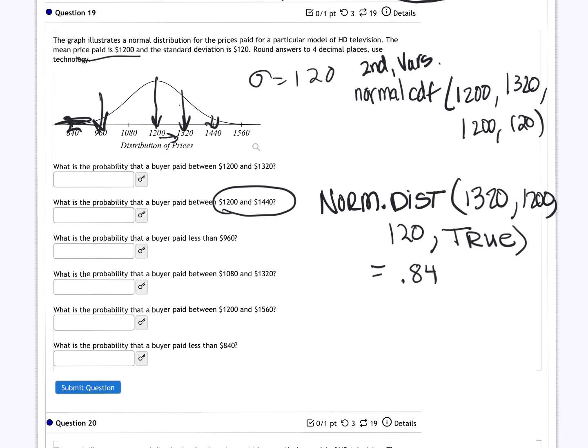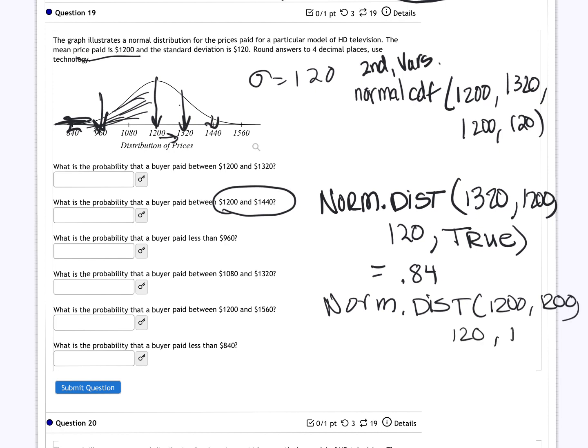And then if you do the second one here, again, hit in norm.dist, do the other cutoff, the lower cutoff. Now, obviously, this is going to be exactly 50% because it is the mean. And that's going to give you a number. This one, like I said, will be exactly 50%. You subtract the 2, and then you get the number that's in between.